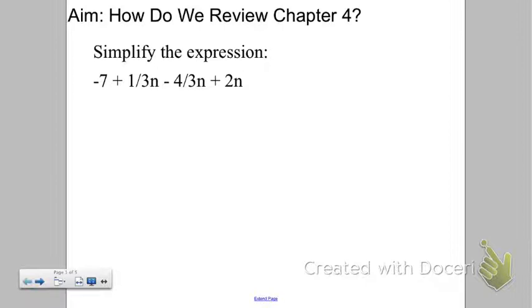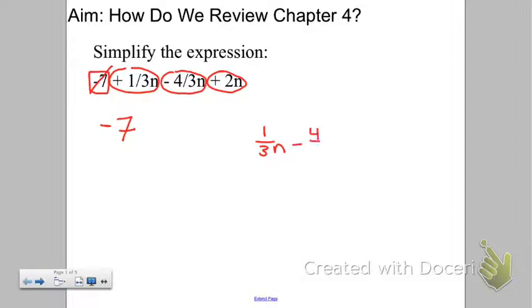So the first thing I'm going to look for is like terms. I have negative 7. There are no other like terms to negative 7 because everything else has a variable. So I can just bring down my negative 7. Now I have a plus 1 over 3n minus 4 over 3n and plus 2n. Those are all like terms. So I have 1 over 3n minus 4 over 3n plus 2n.